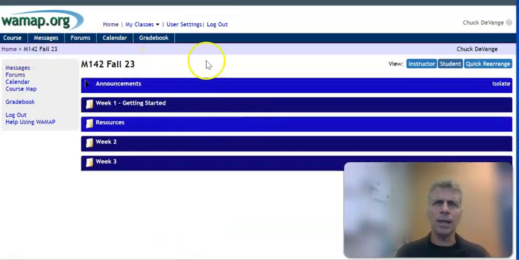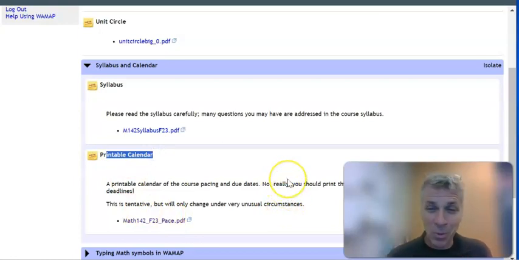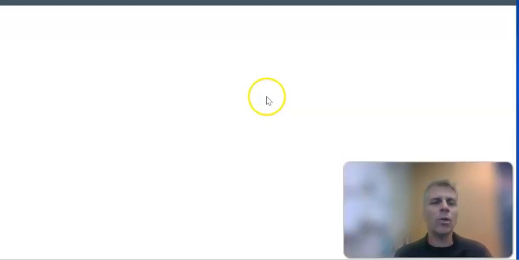So let's look at resources. In resources, this is where you're going to find the syllabus and the printable calendar. Notice it's a printable calendar. I'll probably say this more than once. Print that calendar, then you won't miss any due dates. So let's take a peek at the syllabus. I'm not going to read the whole thing to you, but I do want to do some highlights on it.